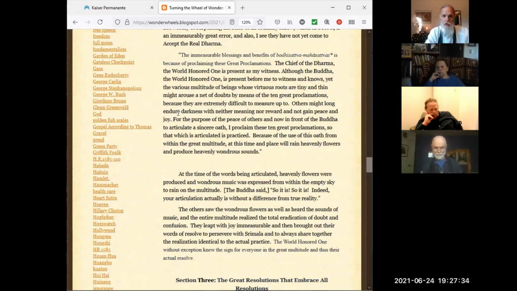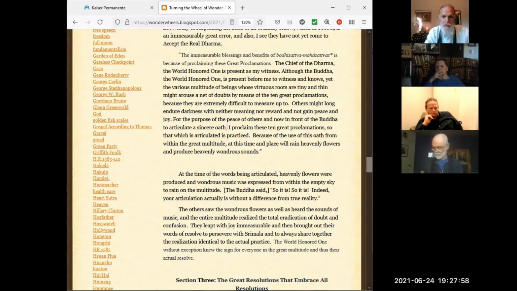Remembering this word endure is the word saha. So when we say this is the saha world, this is the world of endurance. And basically that's the reference to this. It's a world of endurance where we endure darkness and ignorance until we discover the meaning.